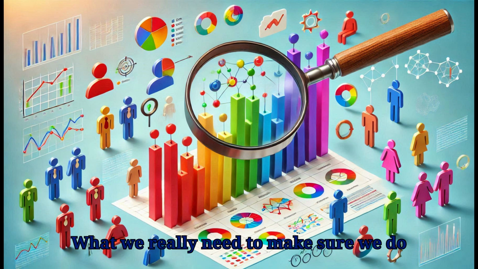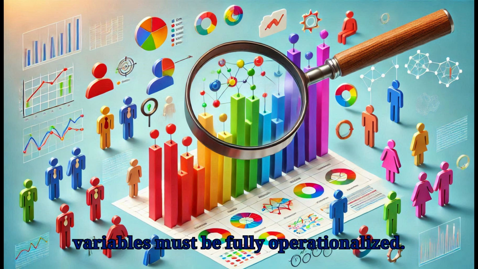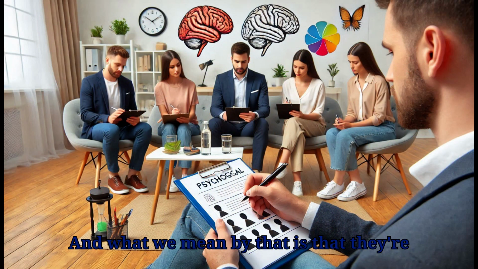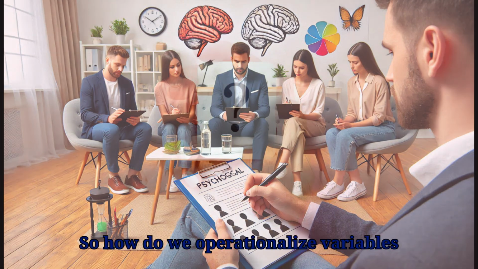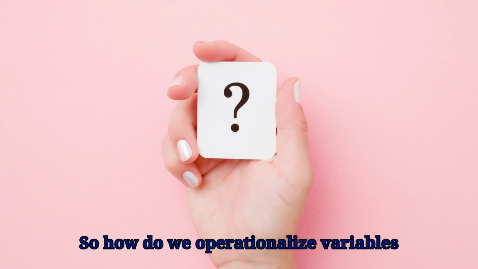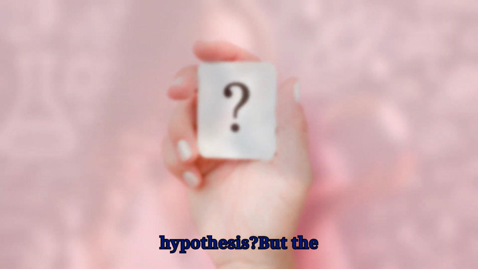What we really need to make sure we do, though, is that independent and dependent variables must be fully operationalized. And what we mean by that is that they're stated in a clear, measurable form. And that's because that helps with replicability, which as we remember we said before, is one of the cornerstones of science. So how do we operationalize variables in an experiment, in an experimental hypothesis?